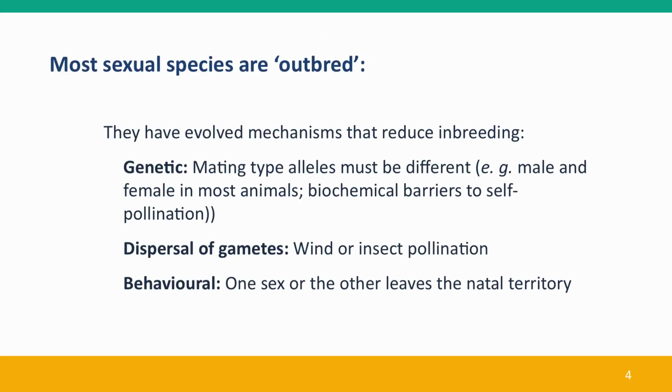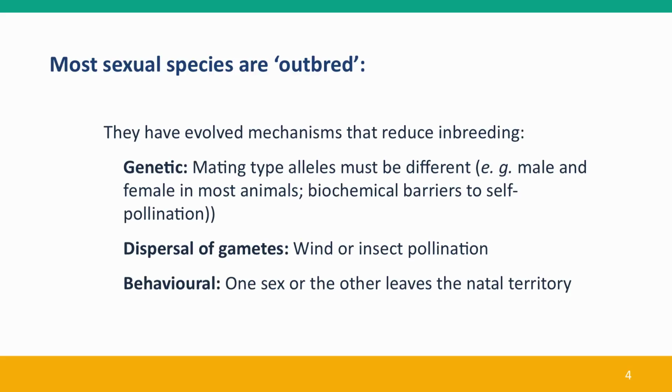Most sexual species are outbred. Not just by chance, they have mechanisms that have evolved to increase the likelihood that the two gametes will come from unrelated parents. In plants, there are biochemical barriers that say that a plant's pollen can't fertilize its own ovule, or timing mechanisms that ensure that the pollen isn't ready for fertilization at the same time as the egg. Plants also have gamete dispersal mechanisms, wind or insect pollination.